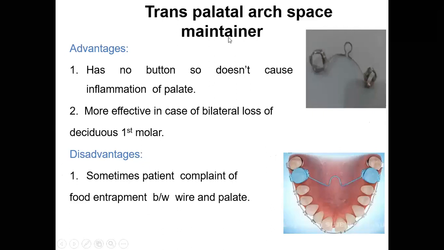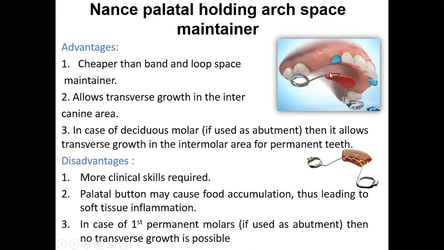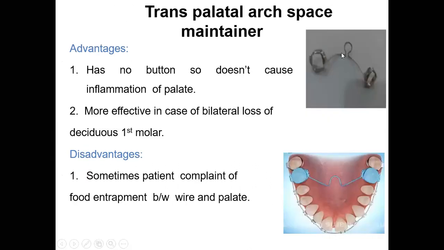Transpalatal arch space maintainer. That was the transpalatal Nance appliance; this is only a transpalatal arch space maintainer. It can also be given. The only difference is that it has no button, so it will not cause inflammation. Because of the button, we said there was food accumulation that can lead to soft tissue inflammation, but this arch will not cause inflammation, so it is more effective. The disadvantage is that sometimes the patient complains that food gets entrapped in this wire framework. But compared to the Nance, it has the advantage that there is less food accumulation and less tissue inflammation.